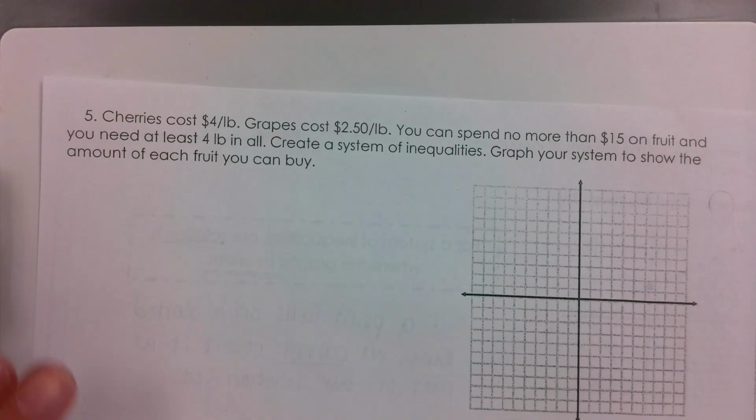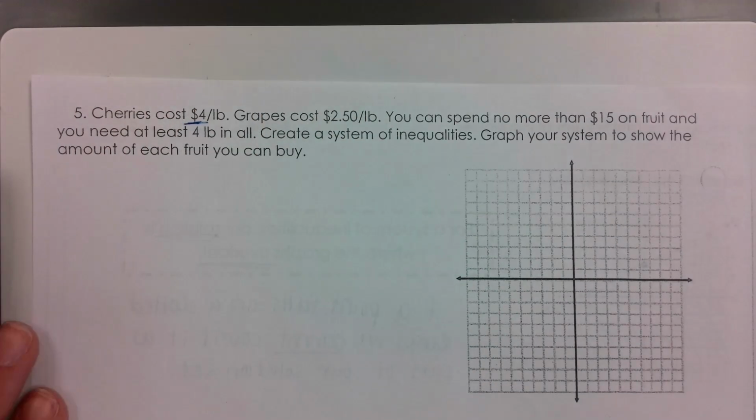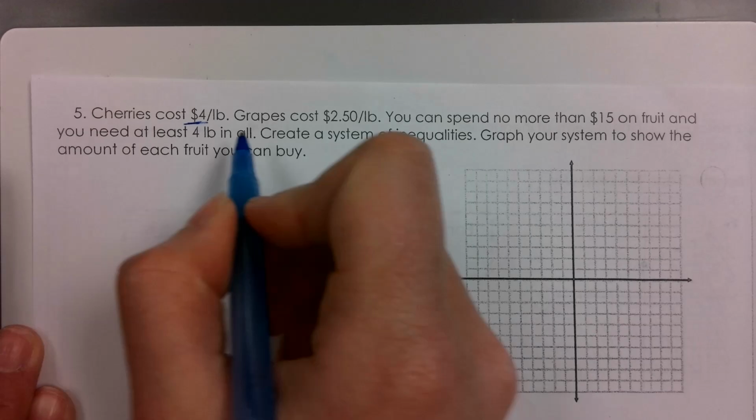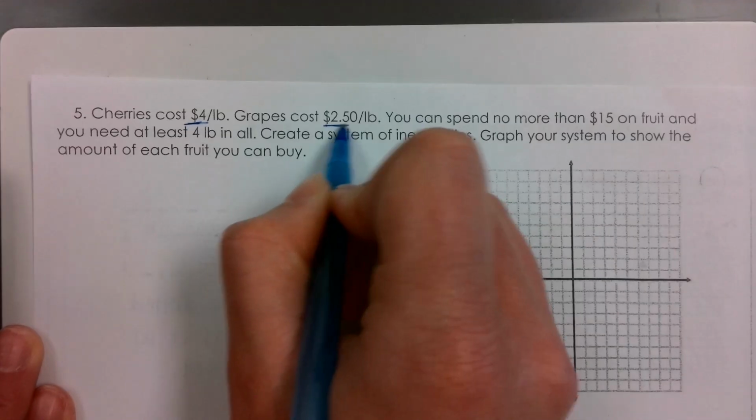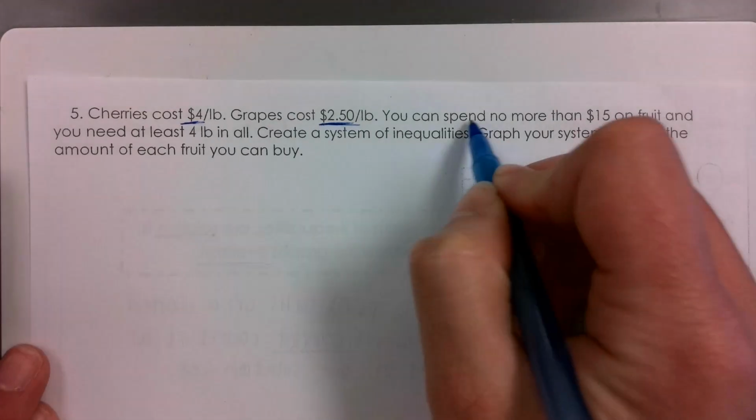Cherries are $4, that's money. What else do they tell us about money? Grapes are $2.50. Anything else they tell you about money? Spend no more than 15. So that's going to be our first inequality.